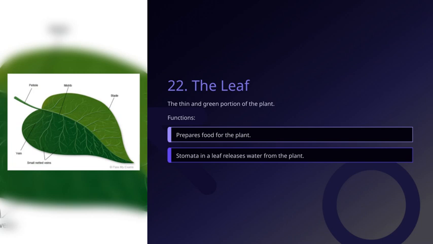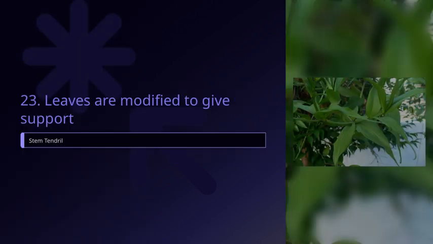So, in summary, the leaf isn't just a pretty green part. It's vital for food production and water regulation, which are essential for the plant's growth and health. This connects directly to the overall theme of how plants sustain themselves and adapt to their environment. Now, let's talk about how leaves are modified to give support.